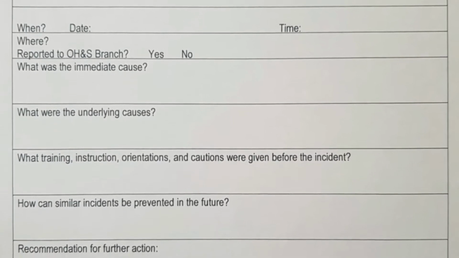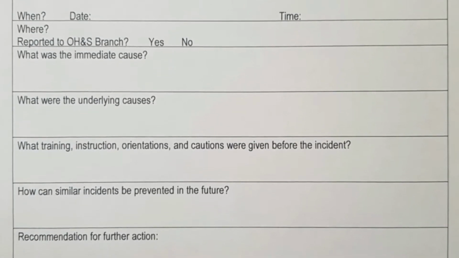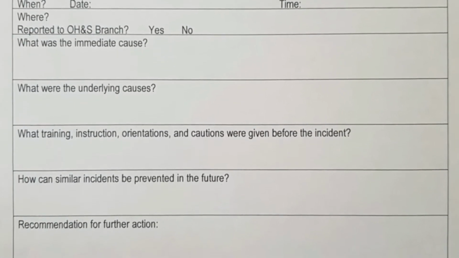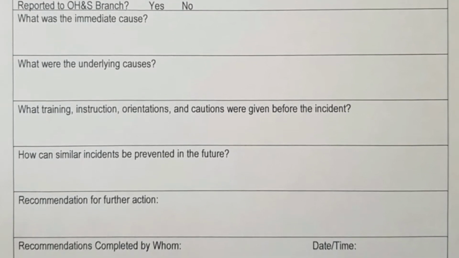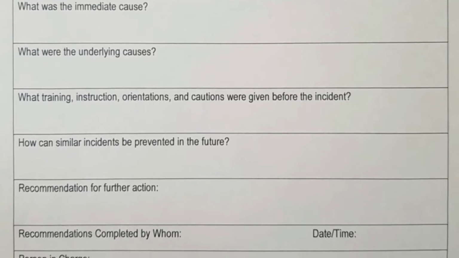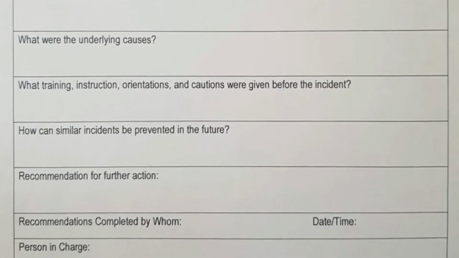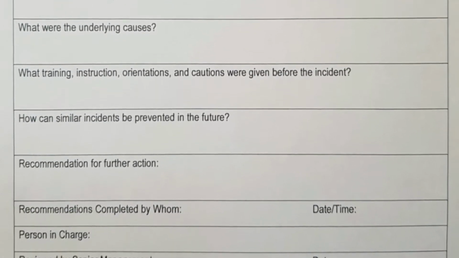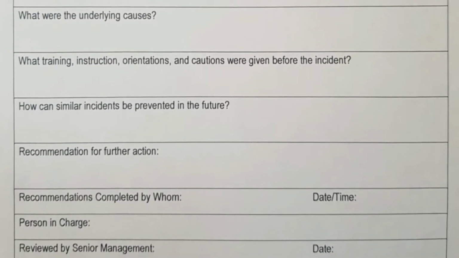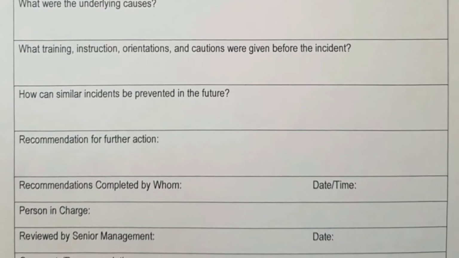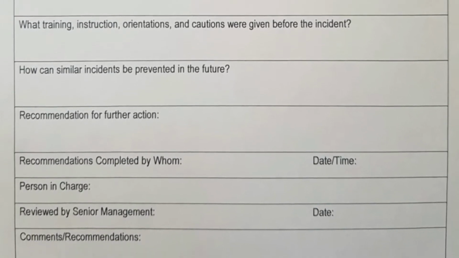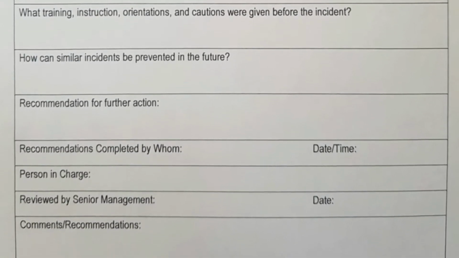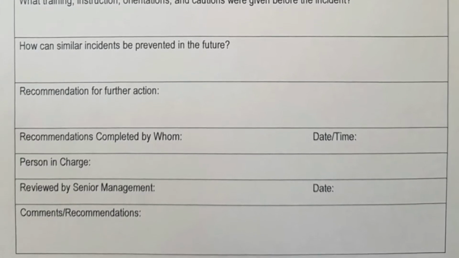Was there any training, instruction, orientation, pre-job assessments, any of that documentation or stuff that happened beforehand, if at all? We're going to write down some ideas on how we can prevent this in the future, any recommendations for further actions, who's responsible for it, the date and time they should be completed, and who's the person in charge. Then we need to have it reviewed by management, and anybody else can make any other recommendations.